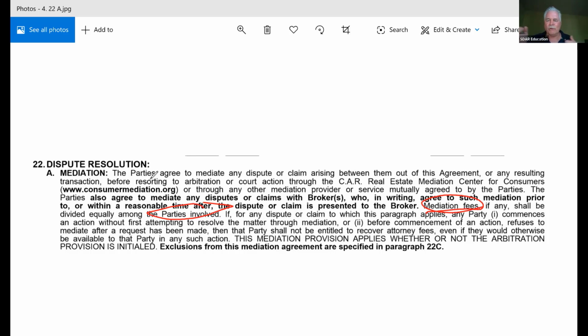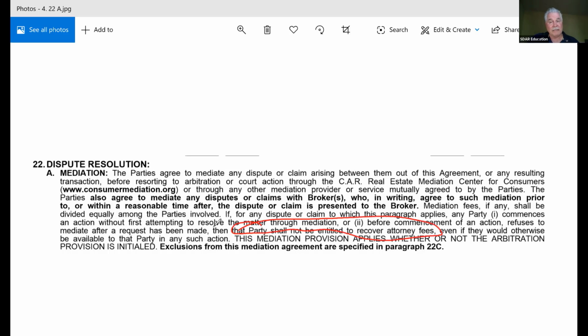So we need to keep all those things into account, but the mediation fee is split at the time, so there's no favoritism one over the other. So if for any dispute any party commences, so if you start an action without first attempting to resolve the matter through mediation, this is important, or before commencement of the action refuses to mediate after a request has been made. So if by contract everybody has agreed to at least attempt mediation, and you start a cause of action against them for other than to toll the time period, okay, we'll talk about that in a minute, or if they ask you to mediate and you refuse to do it, then what? That party shall not be entitled to recover attorney's fees.